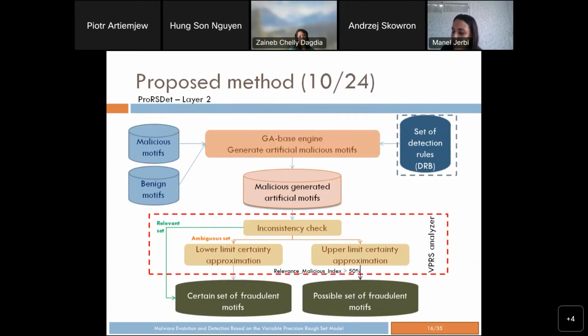The second layer first generates a set of malicious motives, a task done by the GA-based engine. Those motives will go through an inconsistency check processed by the variable precision rough set analyzer in order to keep only the most reliable ones. A task guaranteed by the variable precision rough set approximations.